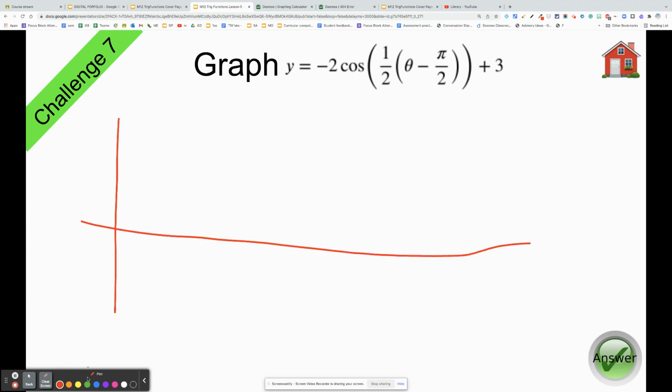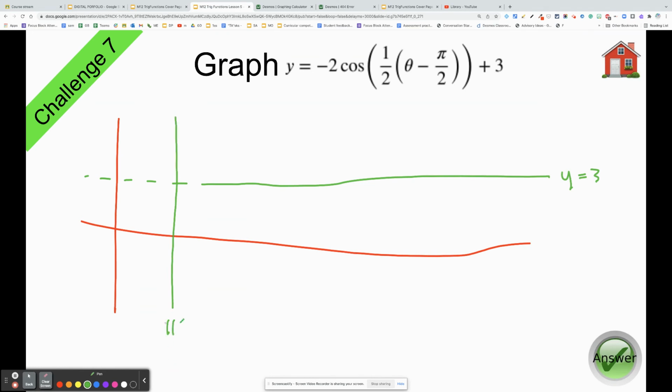So here's my line. Here is my vertical displacement. We call that vertical displacement y equals 3. Okay, then what I'm going to do is get my phase shift. My phase shift is going to be pi over 2. Okay, and then I know that the period is going to be 4 pi. So I'm going to basically draw a cosine wave, and I'll tell you what I mean by that in a sec.